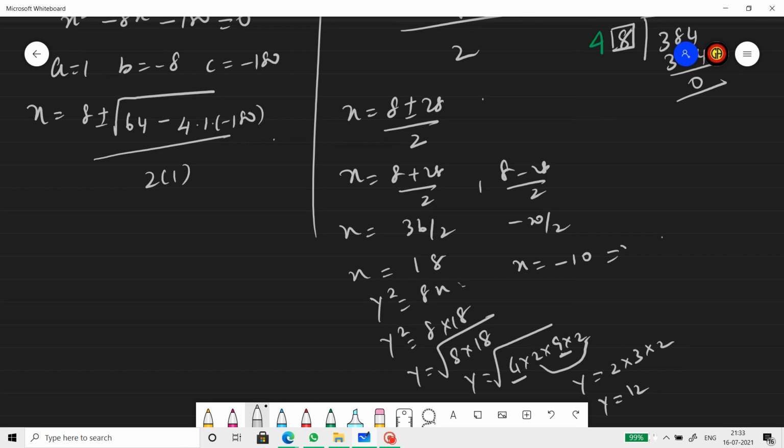Now when x is minus 20, will I get a y value for that? y square is 8 into minus 20, so that means I'm going to take a root of a negative number. That's not possible, so this is rejected. So the x value can only be 18, and y is 12.